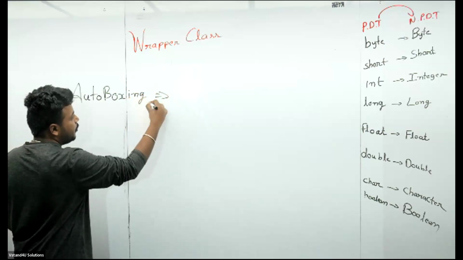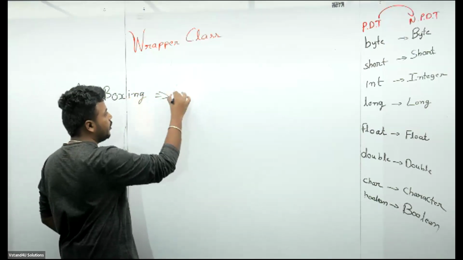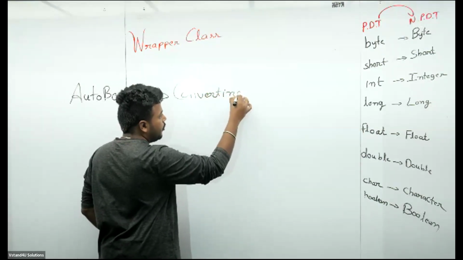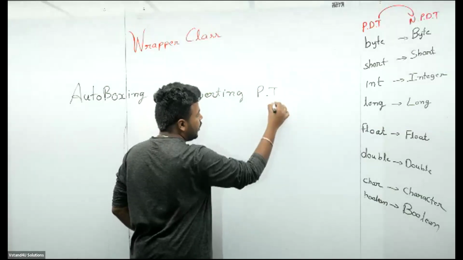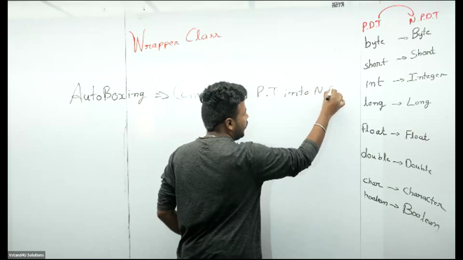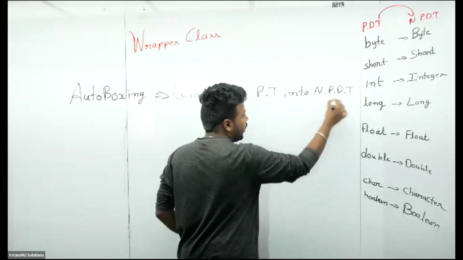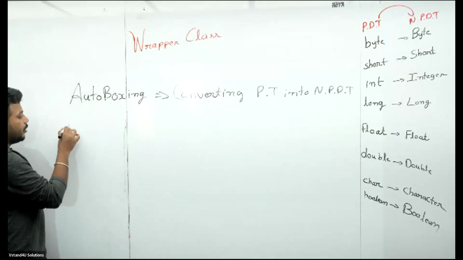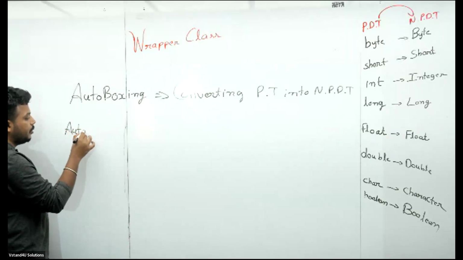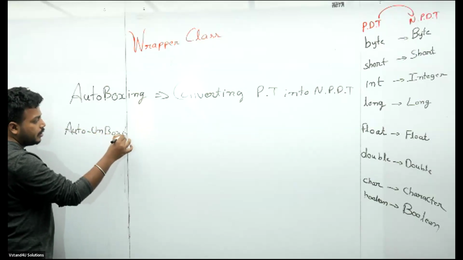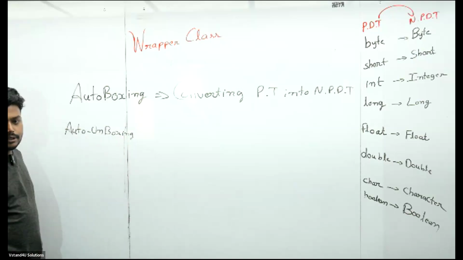Okay, what is auto boxing? Converting primitive data type into non-primitive. Don't write like this, write in full form. Then we have another one called auto unboxing, not kickboxing. This is nothing but auto boxing.